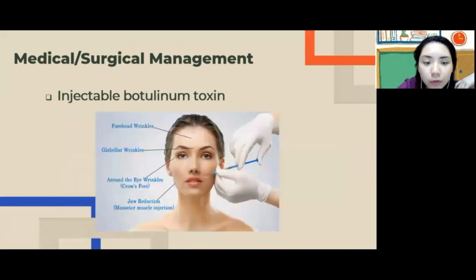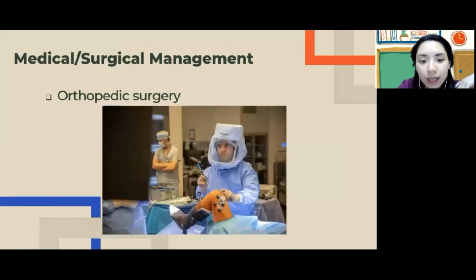Next, we have injectable botulinum toxin. This is used to block the nerve muscle junction effectively. That's an example. And then we also have orthopedic surgery. As you see here, the physician is doing an operation or surgery on the knee of a person. This is used to correct joint deformities, to balance uneven muscular contraction, and to reduce contractures that have resulted from abnormal and asymmetrical tone. That's also very important.